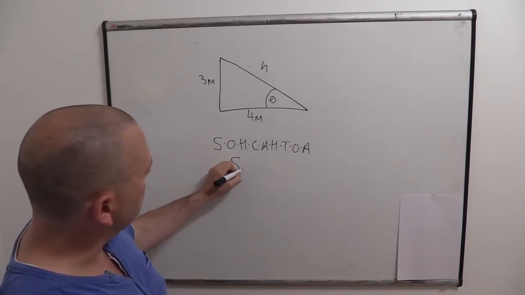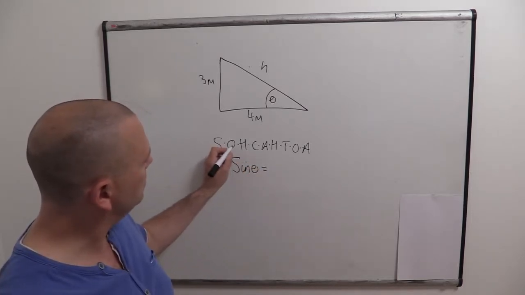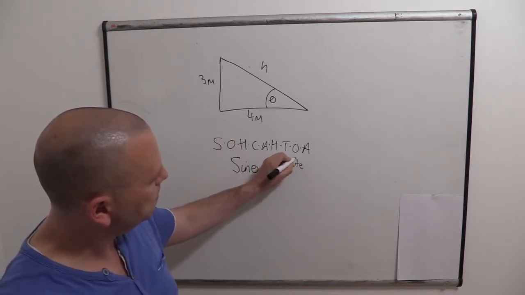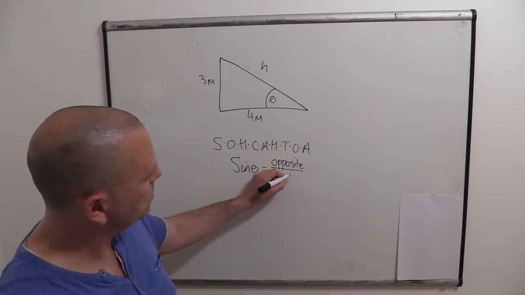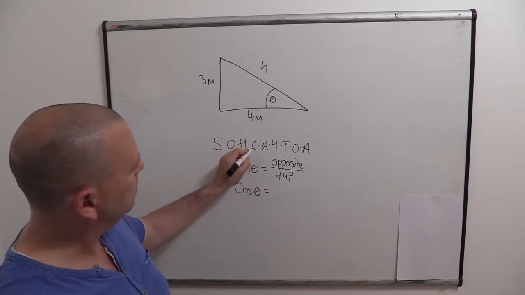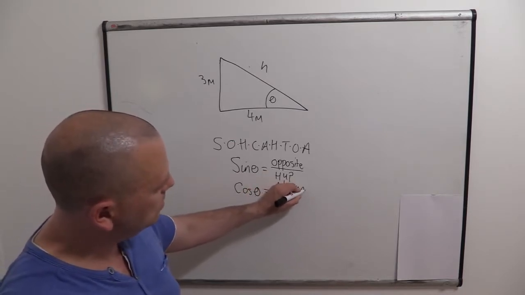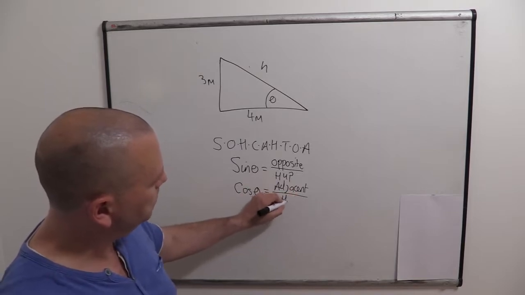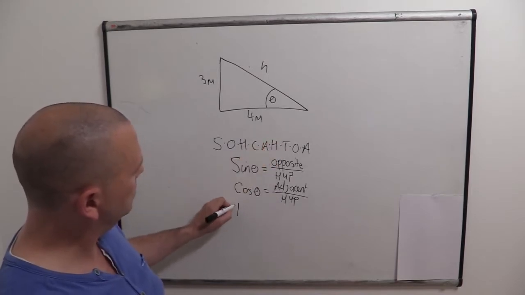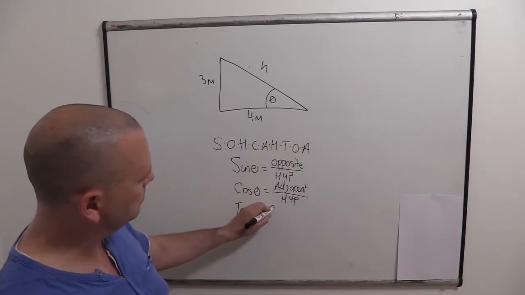What does it mean? It means the sine of the angle can be found by doing the opposite over the hypotenuse. Just going to shorten it to height. The cosine of the angle, so here, that's the C, is equal to the adjacent over height. And then we've got the T, which is the tangent of the angle, is equal to the opposite over adjacent.